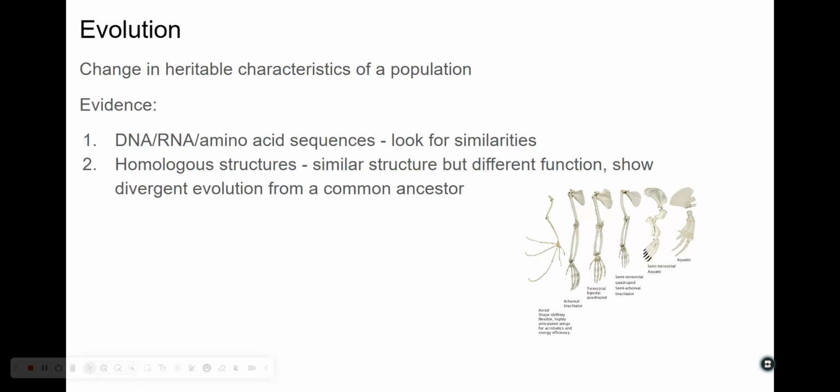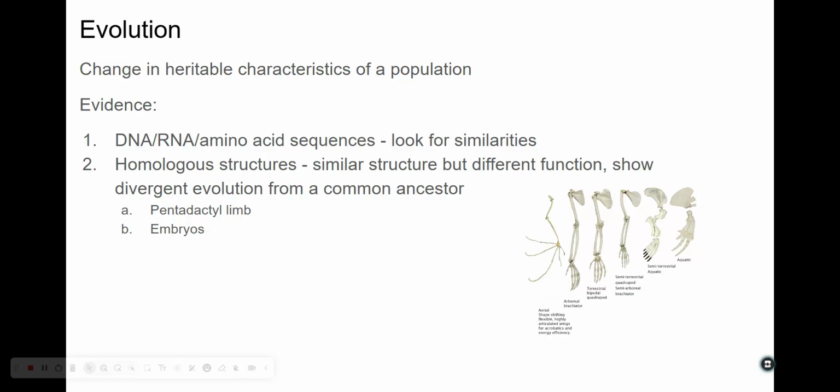Homologous structures are our second main piece of evidence, and these are things that have a similar structure but different function, and they show divergent or true evolution from a common ancestor. There are two examples you need to know. The first one is the pentadactyl limb, as seen to the right, and the other one that we sometimes forget about is embryos. So embryos are another type of homologous structure.